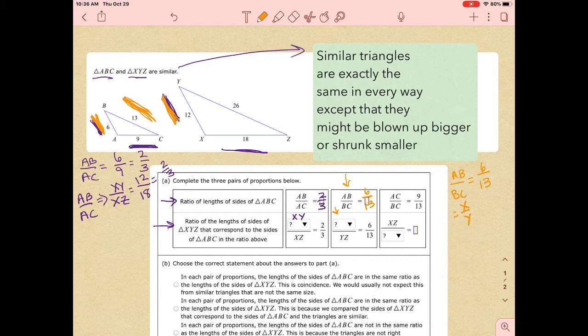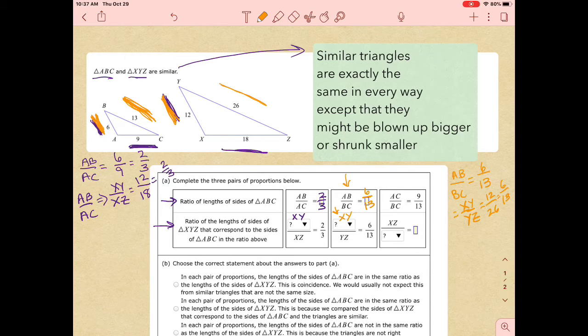over YZ. XY over YZ. Trying to say the letters in the same order that I said them in the first thing. If we look at the numbers that go with this, XY is 12 and YZ is 26. We can divide each of those by 2 and get 6 over 13, which would be the same ratio. Okay, so that's XY.